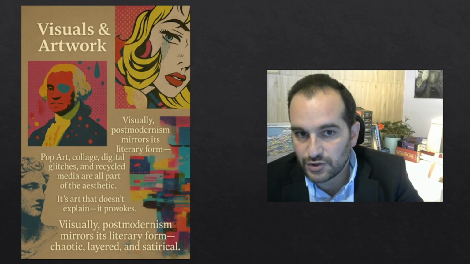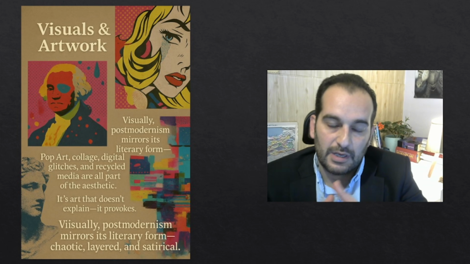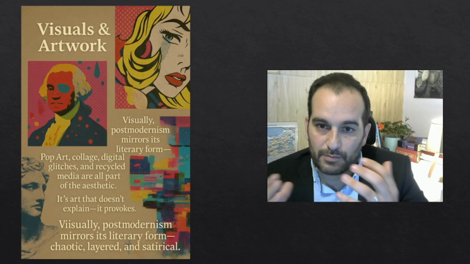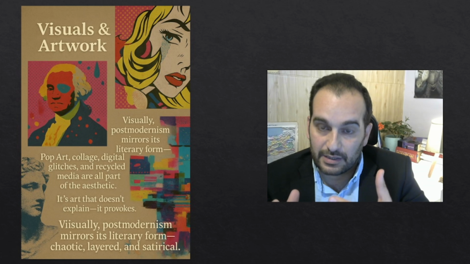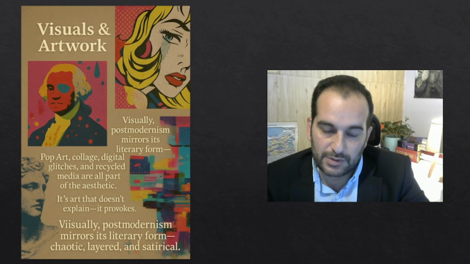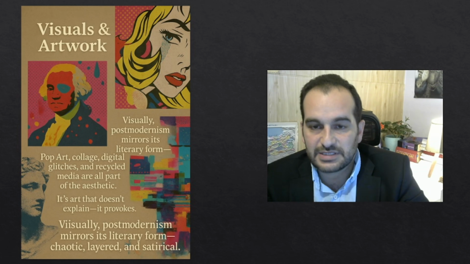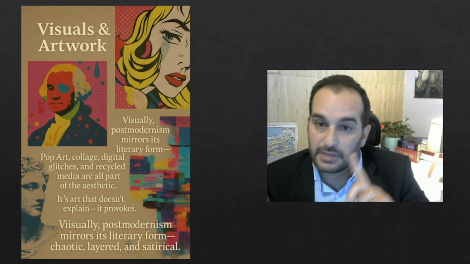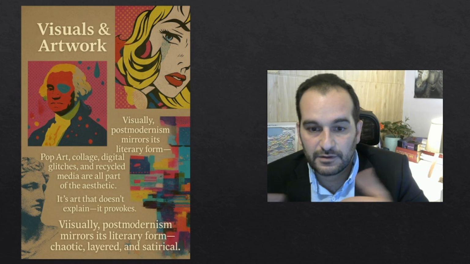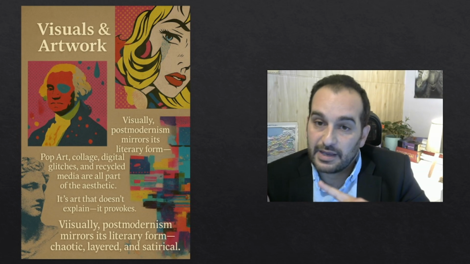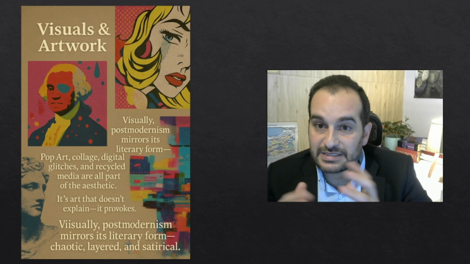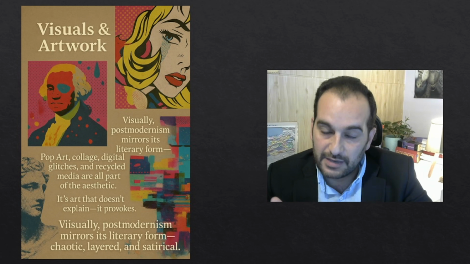Now we come to the visuals and artwork in the postmodern period. Here, this is a very wide and broad subject to talk about. We cannot cover it in a few minutes, but we can mention the following things. In postmodern literature or art, we see conceptual art, digital art, AI art, and we see paintings that are colorful and self-referential and multi-layered. So, visually, postmodernism mirrors its literary form: chaotic, layered, and satirical.